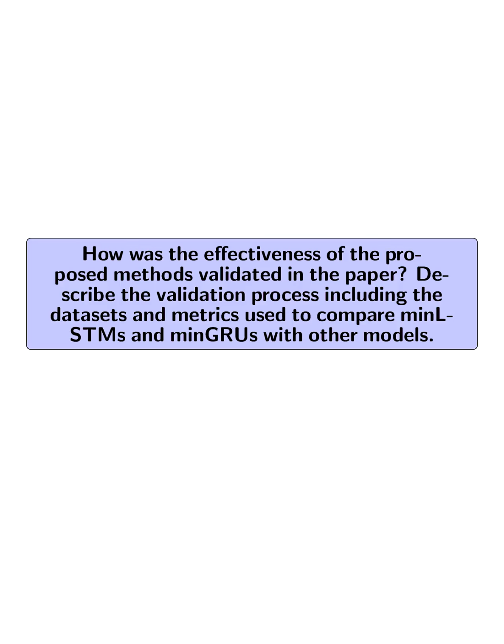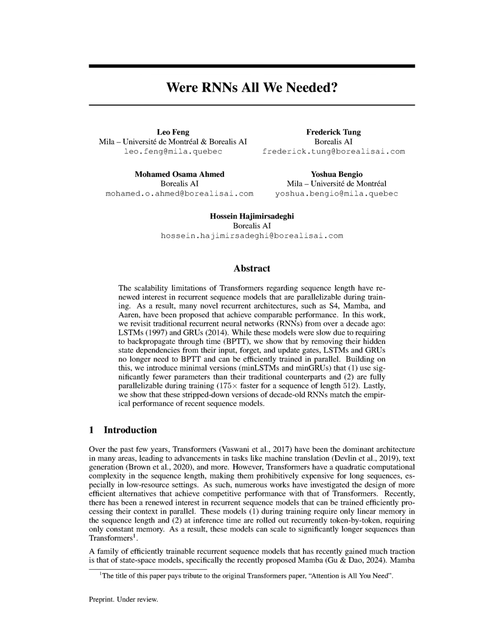How was the effectiveness of the proposed methods validated in the paper? Describe the validation process, including the datasets and metrics used to compare minLSTMs and minGRUs with other models. The effectiveness of the proposed methods was validated through empirical performance comparisons across several tasks and datasets. Specifically, the paper evaluated these minimal models on the long-range selective copying task, where they were compared against well-known recurrent sequence models like S4, H3, Hyena, and Mamba.